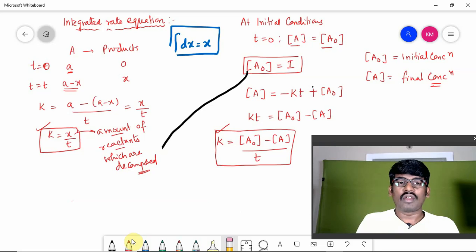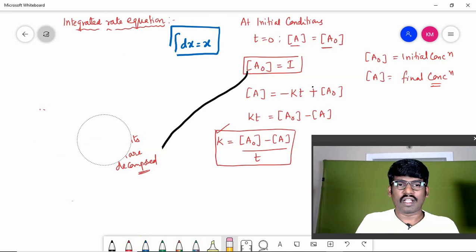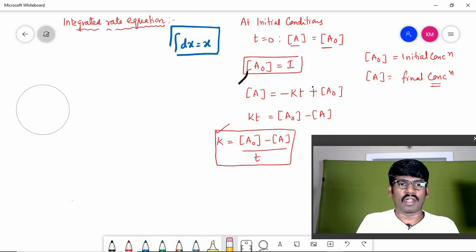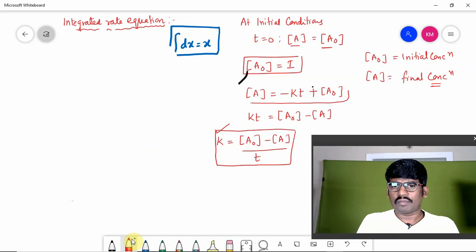Then how can you draw the graph of zero order reaction? Let's take a look at it. Zero order reaction graph, how can you draw it? Check it carefully. We got an equation, right? This is the equation we got here. Yes or no? Take that equation.